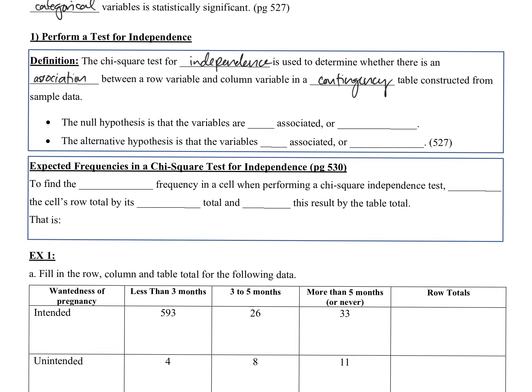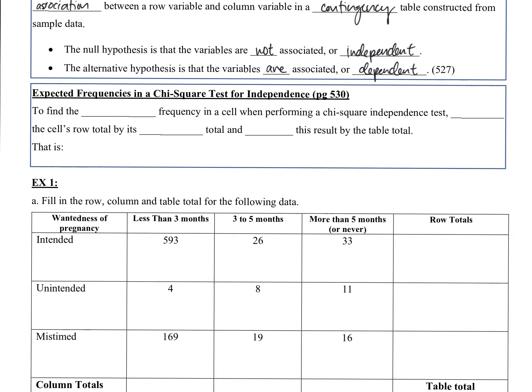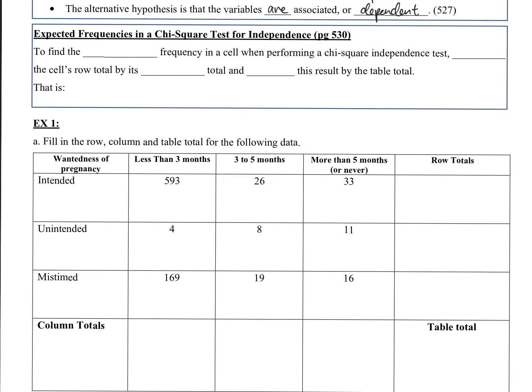So, the null hypothesis is that the variables are not associated, or they are independent. For example, smoking does not affect your lungs. The alternative hypothesis is that the variables are associated or dependent. Maybe smoking does affect your lungs. Just an example. Now the expected frequencies in a chi-square test for independence.